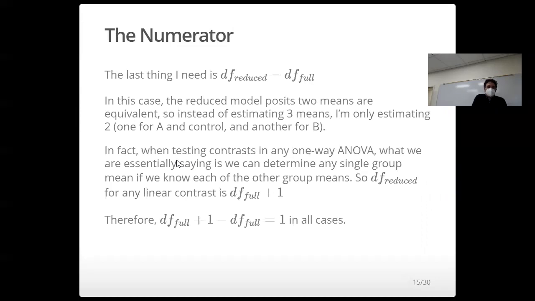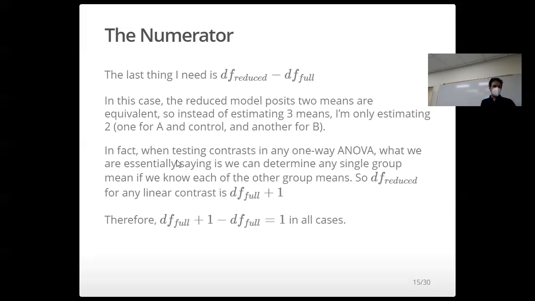In this case, it turns out that our degrees of freedom are 1, and they're always going to be 1. What we're saying when we're using contrasts in the reduced model is that two of the means are equivalent. So instead of estimating 3 means, I'm only estimating 2, one for A and control and another for B. But this is true whenever you do any kind of linear contrast like this. Because what you're saying in a linear contrast is that if I know each one of my means except for 1, I can determine what that last one is, no matter what. So you're essentially gaining a degree of freedom in your hypothesis here.